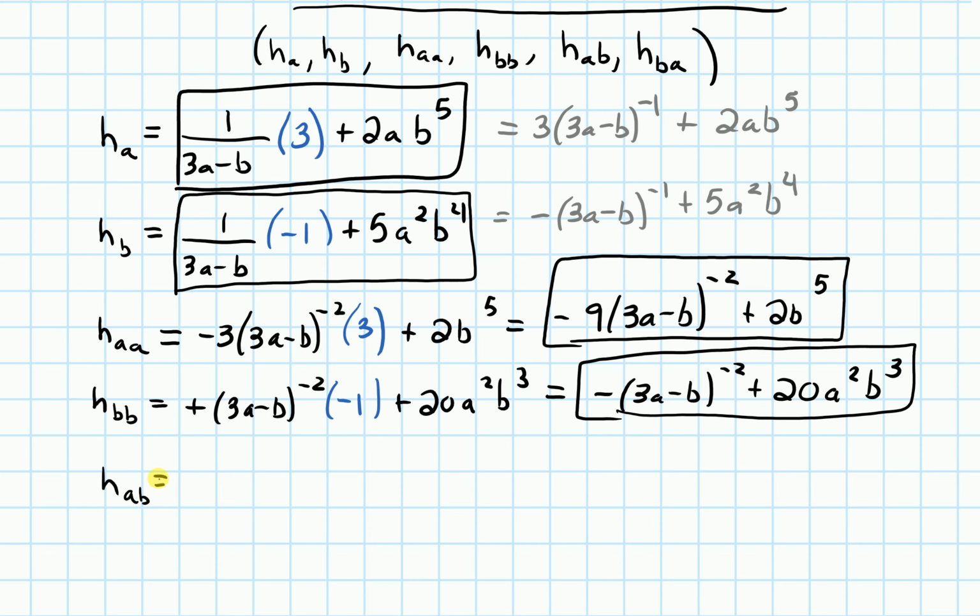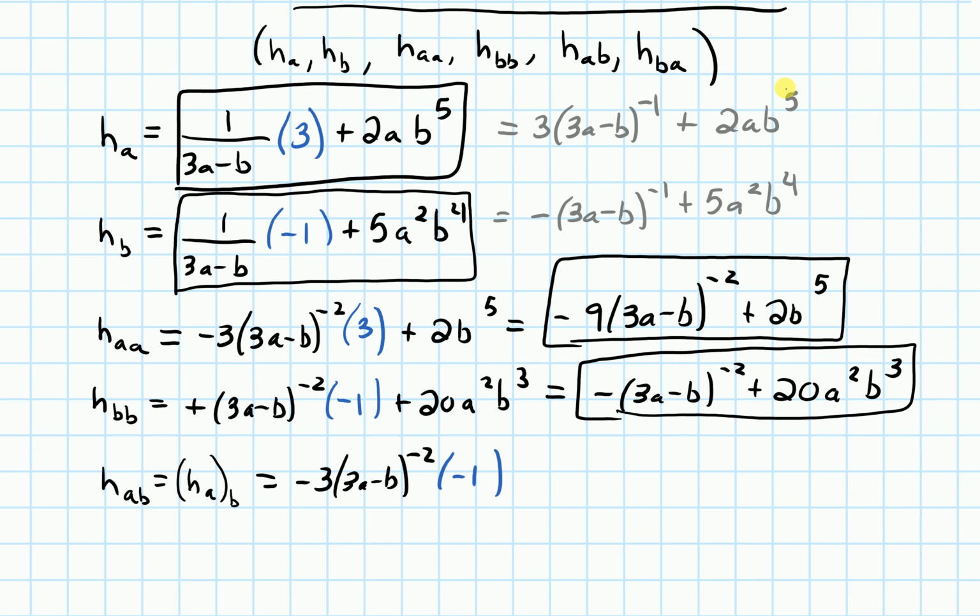HAB. So what this means is do the partial with respect to a first, and then take the partial with respect to b afterwards. I'm looking at the partial with respect to a, which was up here, and I'm going to take the partial of that with respect to b now. So I need chain rule for the first term. Negative 1's going to come down. I'll get negative 3 times (3a minus b) to the negative 2, and multiply that by the partial of the inside with respect to b, which is negative 1.